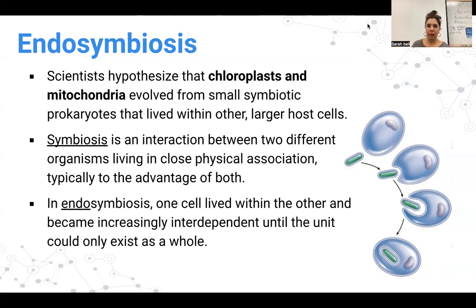So any type of relationship where the organisms live closely together is called symbiosis, and mutualistic symbiosis is when both organisms mutually benefit. In endosymbiosis, one cell lived within the other and became increasingly dependent on each other, actually interdependent, until they could only exist as a whole unit. So let's talk a little bit more about this process.